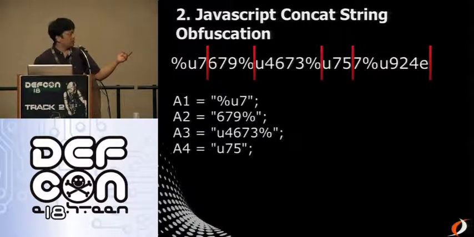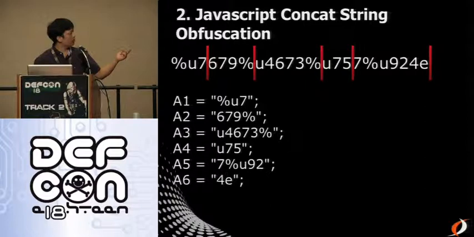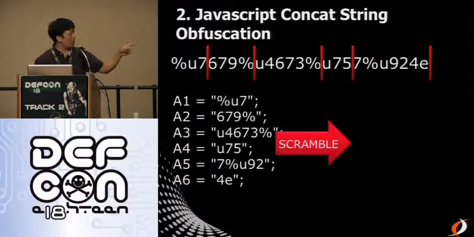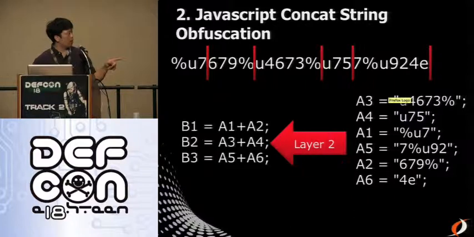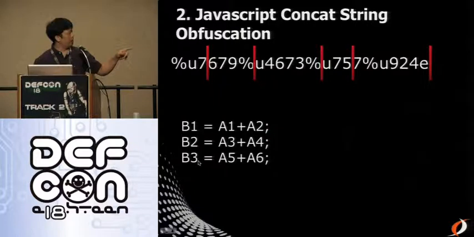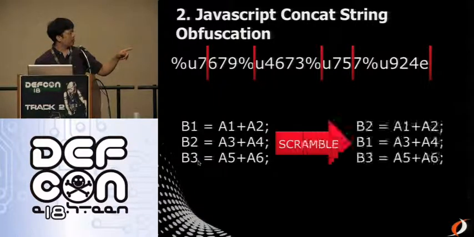We would then assign the segments to layer 1 variables, and then we would scramble these assignments so that they look like this. All right, so now, as you can see, the middle section appears first. This makes it very hard for heuristic-based, pattern-based detection algorithms. So that's layer 1, and then we would do layer 2, right? We would then add these two together into layer 2 variables, and then we would again scramble these.